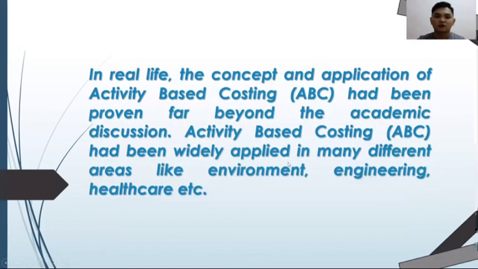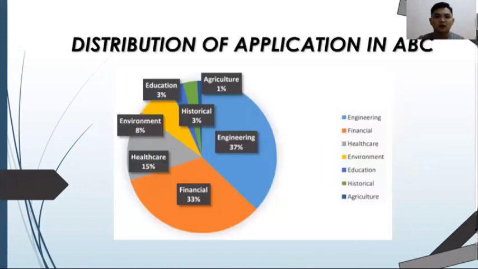In real life, the concept and application of activity-based costing have been proven far beyond academic discussion. Activity-based costing has been widely applied in many different areas like environment, engineering, healthcare, and others. This is the distribution of application of ABC. The highest one is engineering with 37%, followed by financial 3%, healthcare 15%, environment 8%, education and historical 3%, and the lowest one is agriculture.